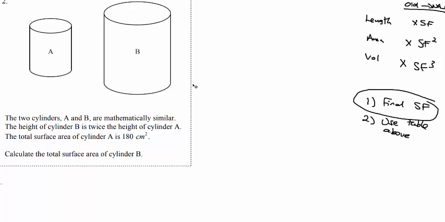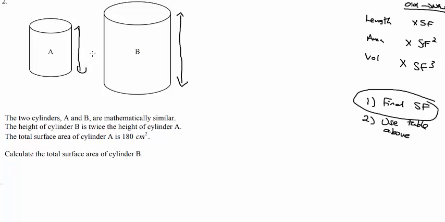Okay, so let's have a look at this. These two are mathematically similar. It goes the height of cylinder B, yeah? It's double that, okay? So it's between there. Can you see, it's already told you to go between here and here on the length. It's 2, so we know right away the scale factor is 2. We always need to find that scale factor.